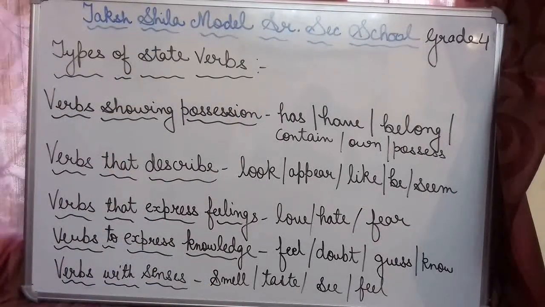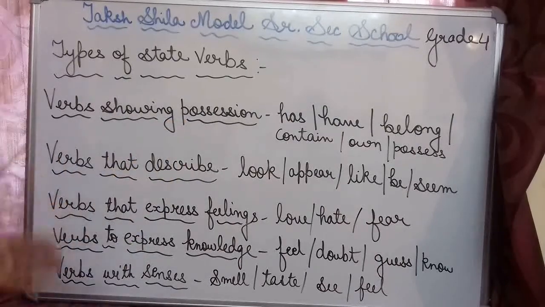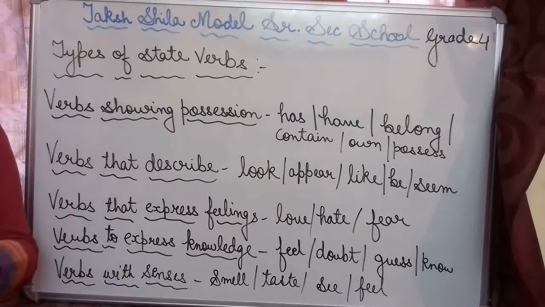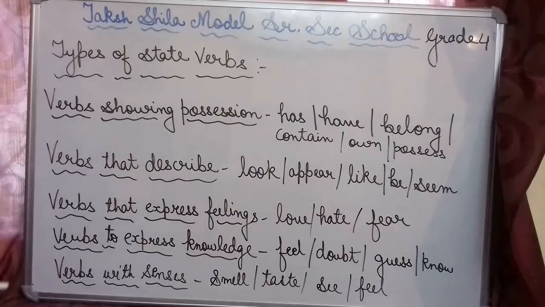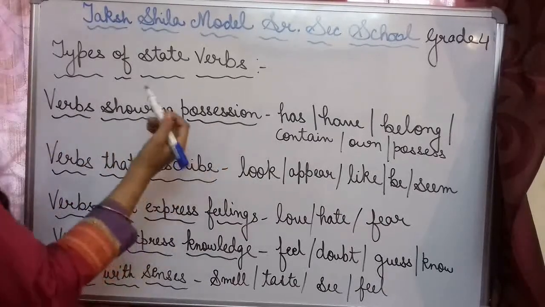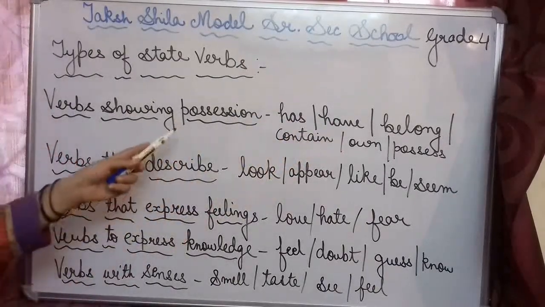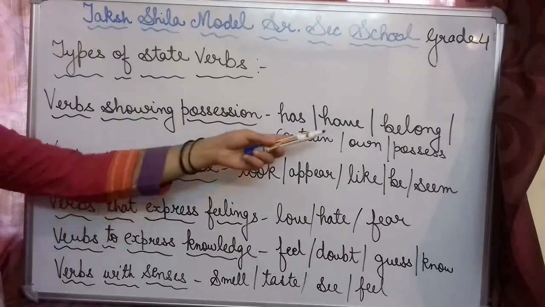Okay students, now we'll discuss types of state verbs. So now children, there are many kinds of state verbs, right? Verbs showing possession, like has, have, belong, contain, own, possesses. Children, just make the difference from action verbs, right? जो action को show नहीं करते हैं, mostly the rest of the words will be considered state verbs. Clear? So verbs showing possession, जो भी verbs possession show करते हैं, like has, have, belonging. You have already discussed possessive nouns, right? Same as has, have, belong, contain, own, possesses.